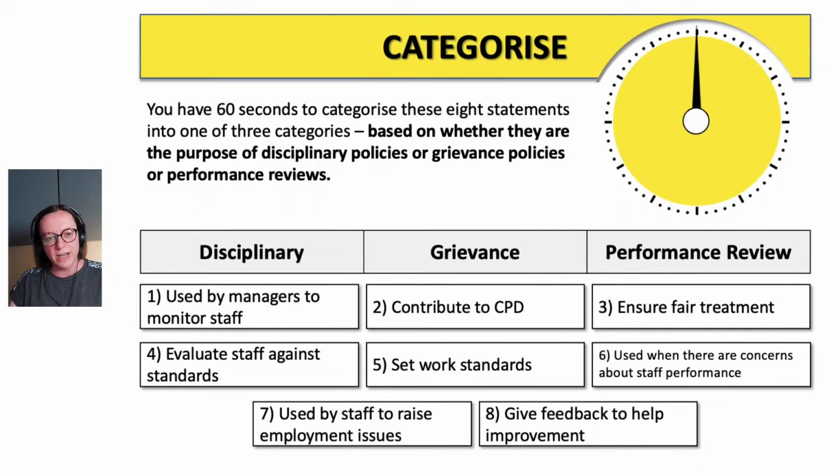Okay, so let's get straight into our first activity. So I'm going to give you 60 seconds. There will be a timer with some music, and I want you to look at those statements on the screen. There are 8 statements, and I want you to categorise them based on whether they are the purpose of a disciplinary policy, a grievance policy, or a performance review. So the 3 categories: disciplinary, grievance, performance review, and each statement goes into one of those 3 categories. So I'll give you 60 seconds.